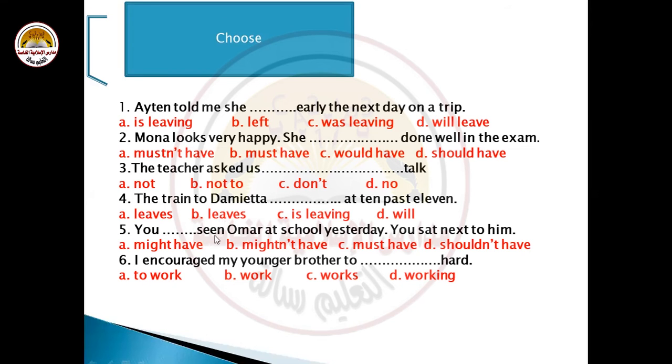Okay, number 5, you must have seen Omar at school yesterday. You sat next to him. If you were sitting next to him or you sat next to him, we should say, you must have seen Omar. You must have seen Omar. You sat next to him. Number 6, I encourage my younger brother to work hard. To work hard.